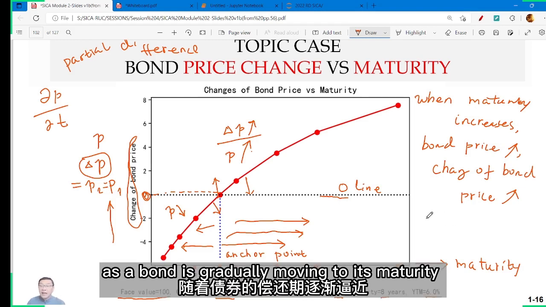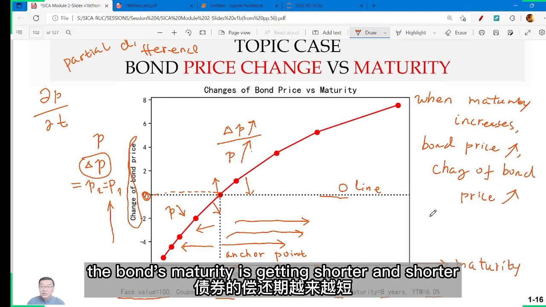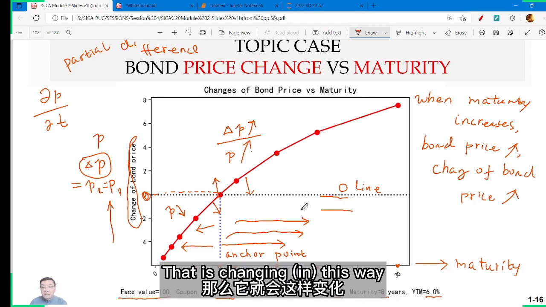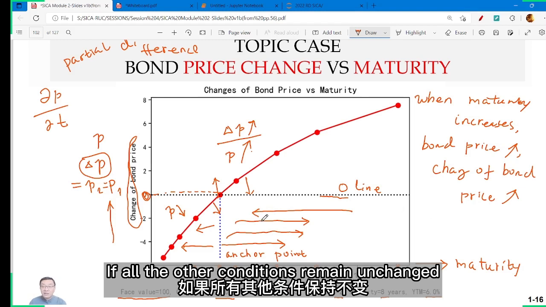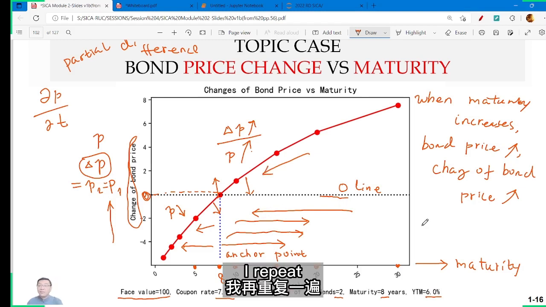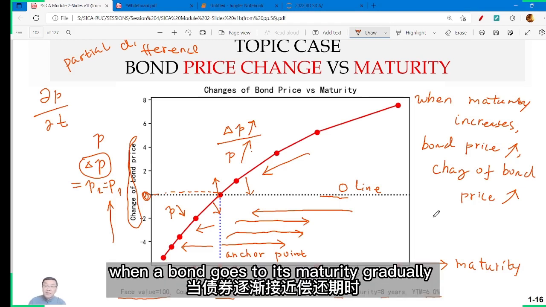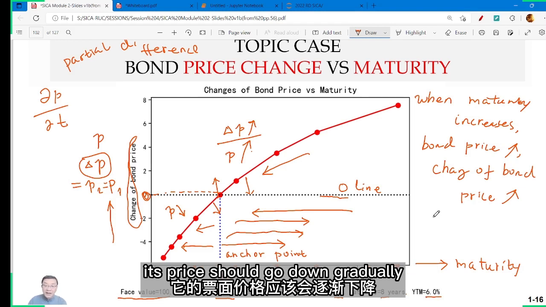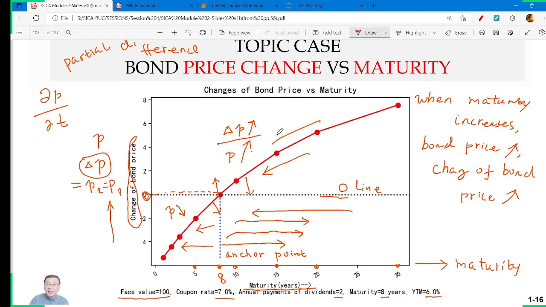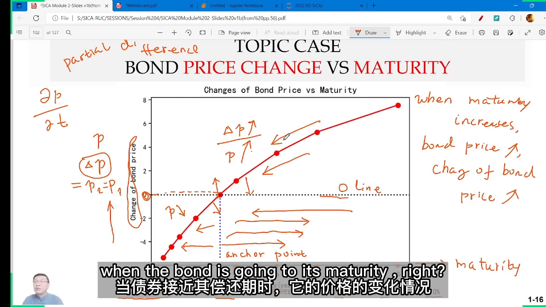And we can find out that as a bond is gradually moving to its maturity, that means the bond's maturity is getting shorter and shorter. That is changing this way. If all the other conditions remain unchanged, the bond's price should go down gradually. I repeat, if all the other conditions remain unchanged, when the bond goes to its maturity gradually, its price should go down gradually, just like this curve. This helps us understand the change of bond price when the bond is going to its maturity, right?